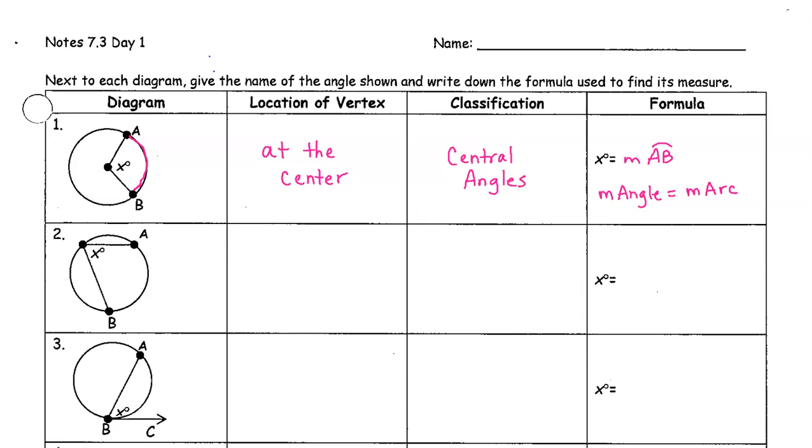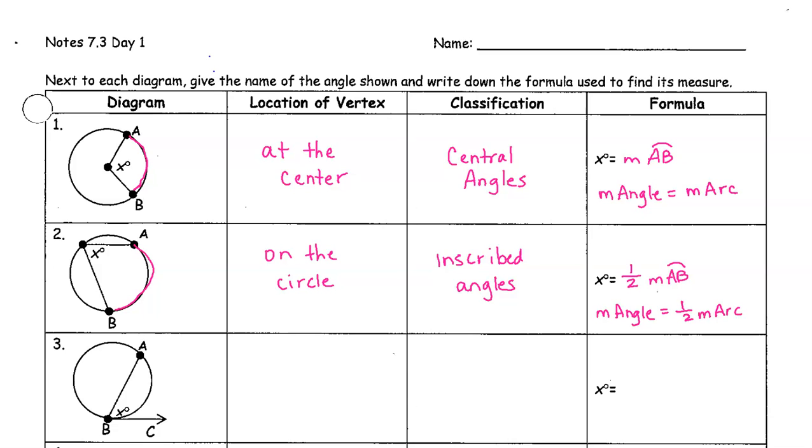Number two, the vertex is on the circle. Okay, we learned in 7.2 that these are called inscribed angles. And with inscribed angles, look for that intercepted arc, which again is going to be AB. Our intercepted arcs, though, we're going to use the intercepted arc by taking half of it. So we're going to do half the measure of arc AB. So in this case, the measure of the angle is equal to half the measure of the arc.